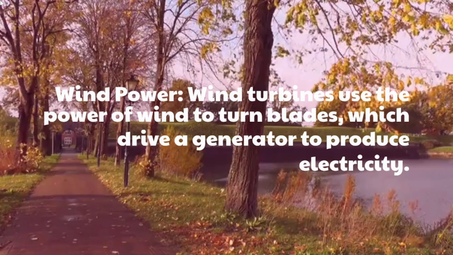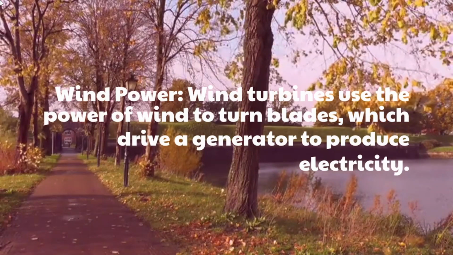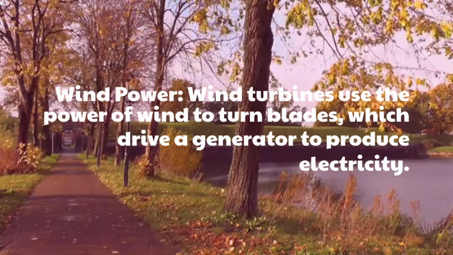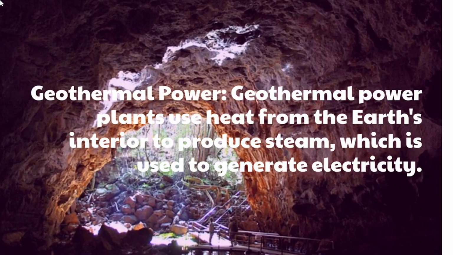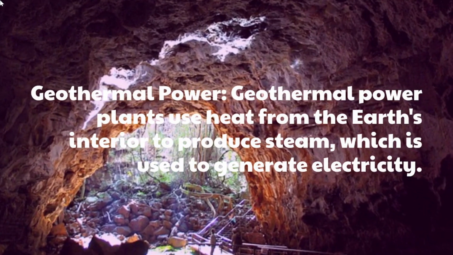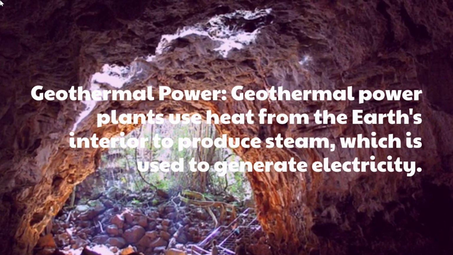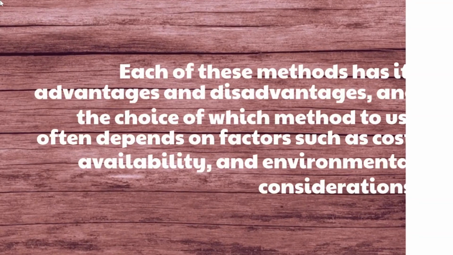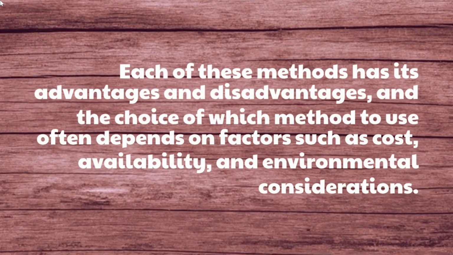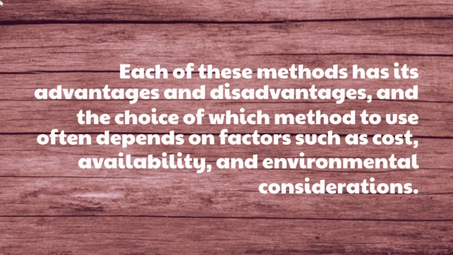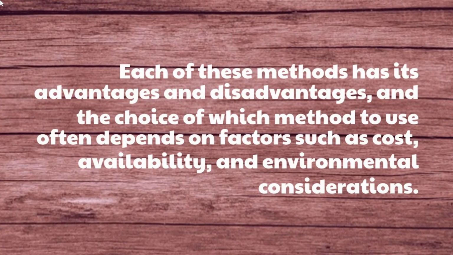Wind power. Wind turbines use the power of wind to turn blades, which drive a generator to produce electricity. Geothermal power. Geothermal power plants use heat from the Earth's interior to produce steam, which is used to generate electricity. Each of these methods has its advantages and disadvantages, and the choice of which method to use often depends on factors such as cost, availability, and environmental considerations.